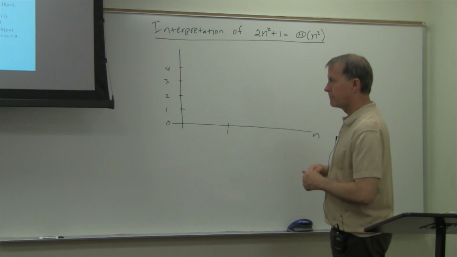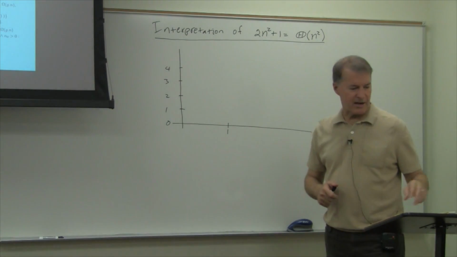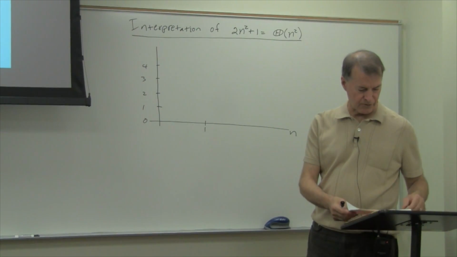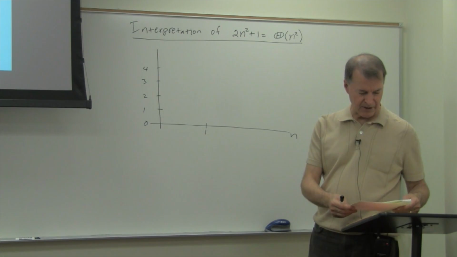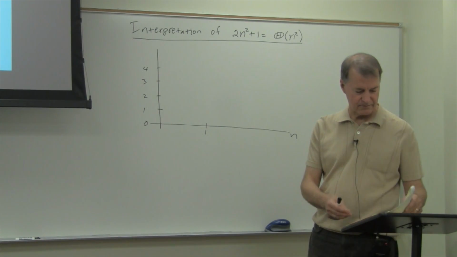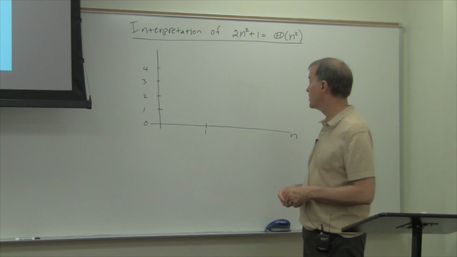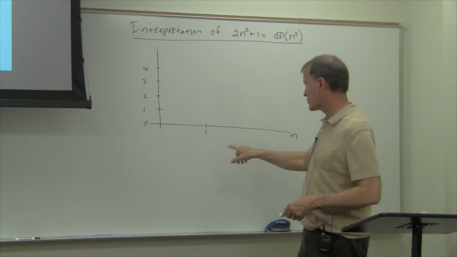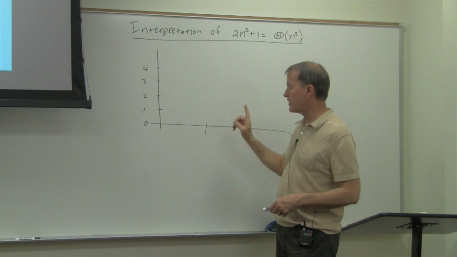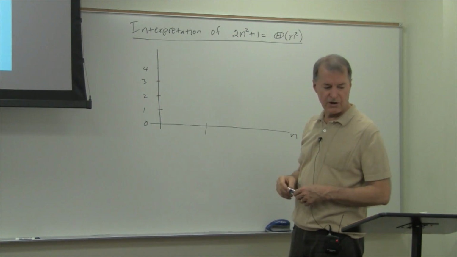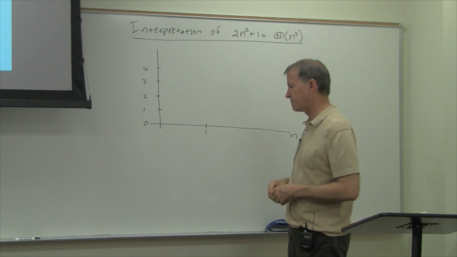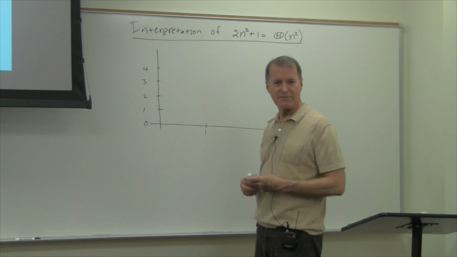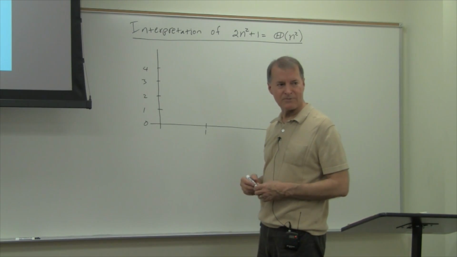Do you remember last time we showed there was a positive c and so on, for 2n squared plus 1 is big theta of n squared. So n naught is going to be our 1. Now, here we're going to graph 3 functions. First of all, let's graph 2n squared.